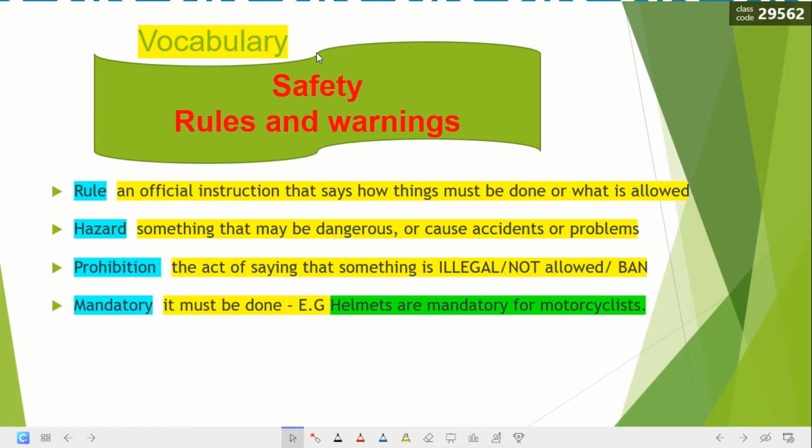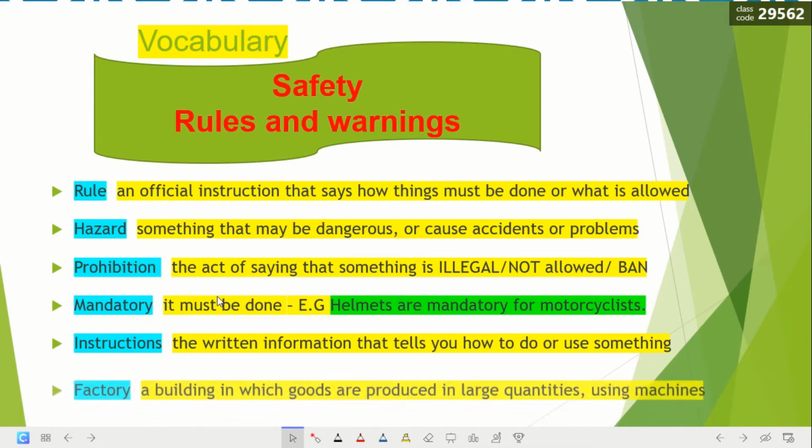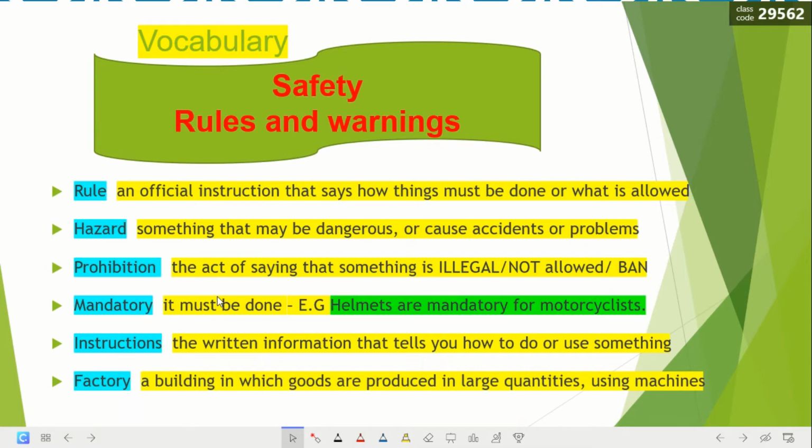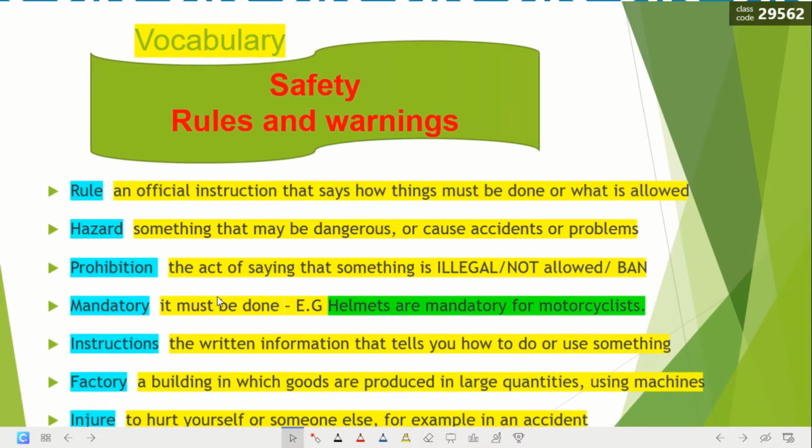Mandatory, something that must be done. For example, helmets are mandatory for motorcyclists. Instructions are the written information that tells you how to do or use something. The next word is factory, a building in which goods are produced in large quantities using machines. And finally, the verb injure, to hurt yourself or someone else, for example, in an accident.